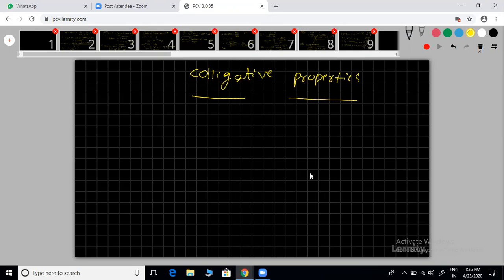The definition of colligative properties is also important. A dilute solution containing non-volatile solute particles may show some characteristic properties. These properties are independent of the nature of the solute and depend only on the number of solute particles. You take any solution, it has some solute particles as well as solvent.